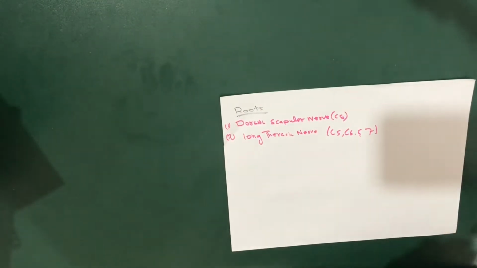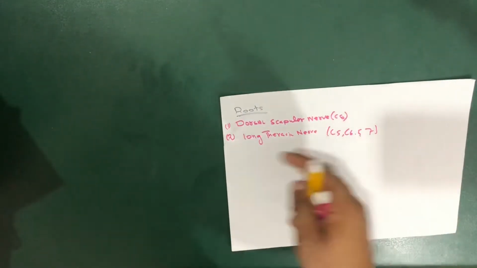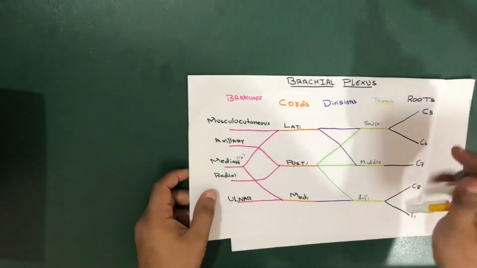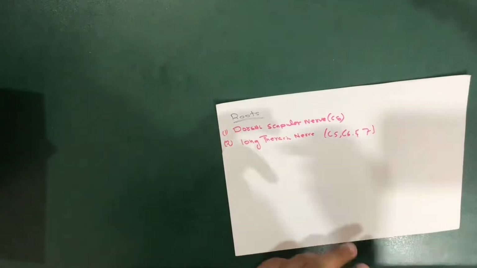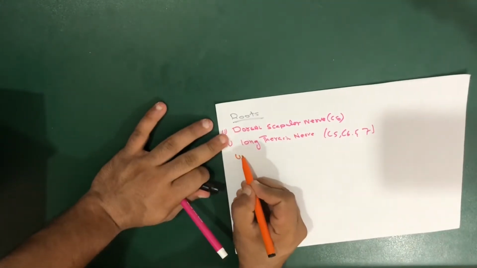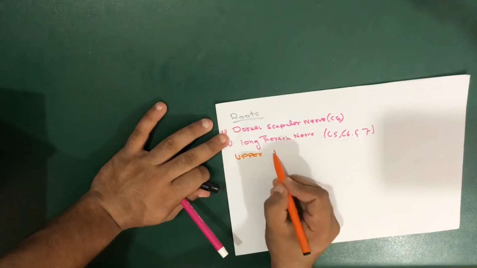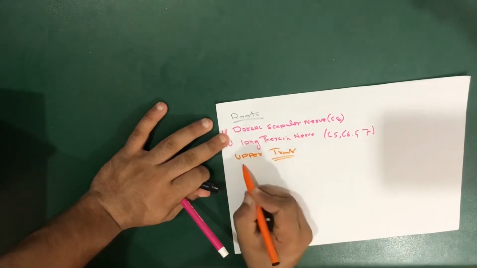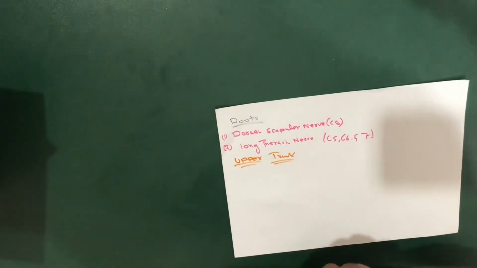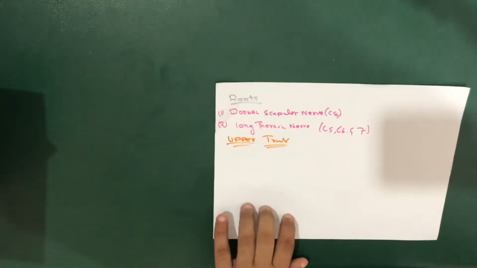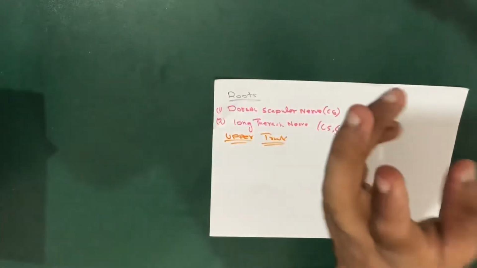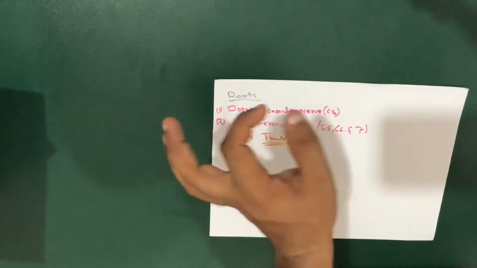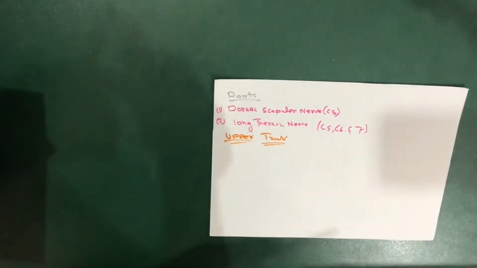Now let's talk about the upper trunk, the branches that arise from the upper trunk. Upper trunk means superior trunk. Some branches arise from here, and let me mention it over here. We've talked about the roots. Now the upper trunk. So what branches arise from the upper trunk? We have got two main branches that arise from the upper trunk: the nerve to subclavius and the suprascapular nerve. We have got two of them.